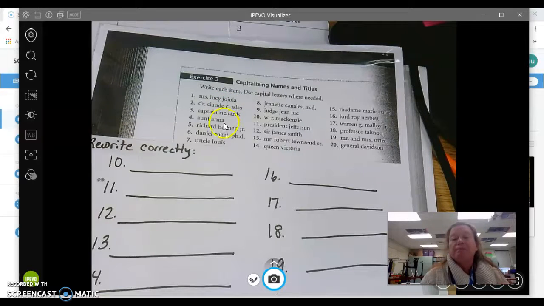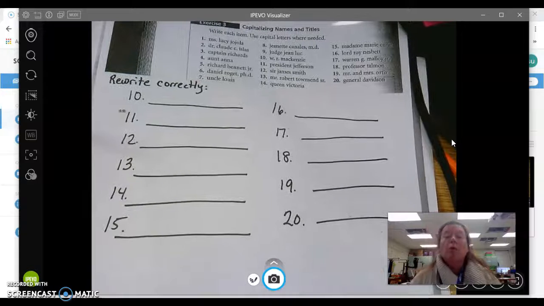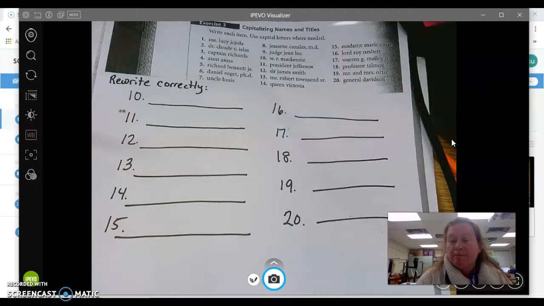Okay? On 10 through 20, you are going to retype them. I would use about 16-inch font, retype them on the line. Be very careful when you are using it so you make sure that you get the right word and that you capitalize the correct letters. All right?